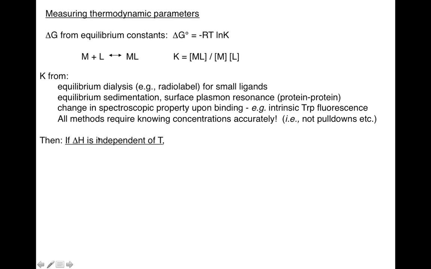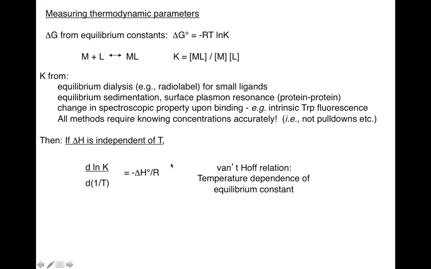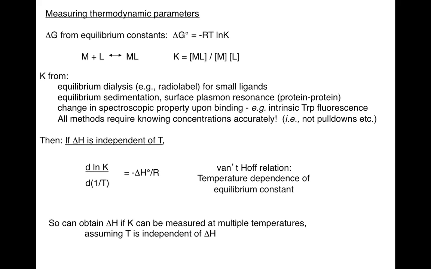Now, we can get the enthalpy of these reactions from the equilibrium constant if the delta H is independent of temperature. And this is something you learned about in freshman chemistry, the van 't Hoff equation, that if we measure the equilibrium constant at different temperatures, we can then obtain the delta H of the reaction. And if we have that, then we can simply get delta S from the delta G we got from the equilibrium constant and the delta H from this temperature dependence of the equilibrium constant. So we can get all these quantities that way.